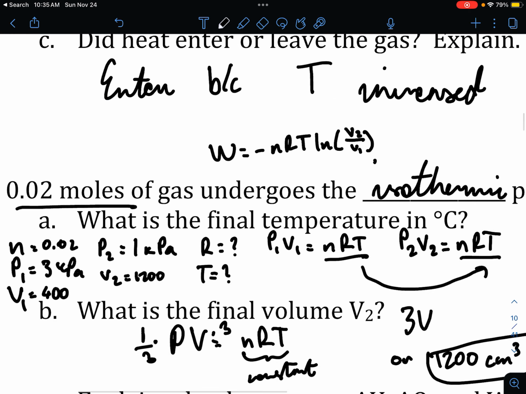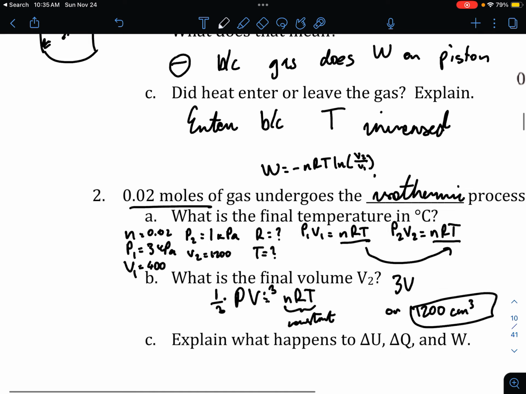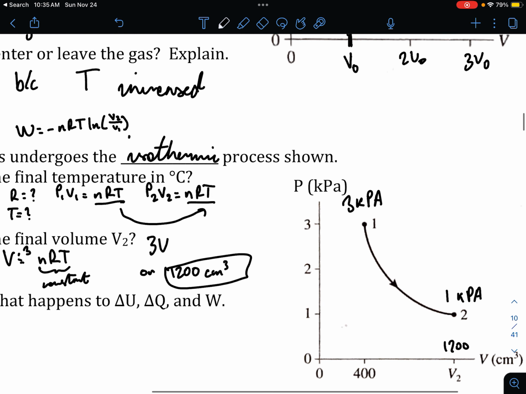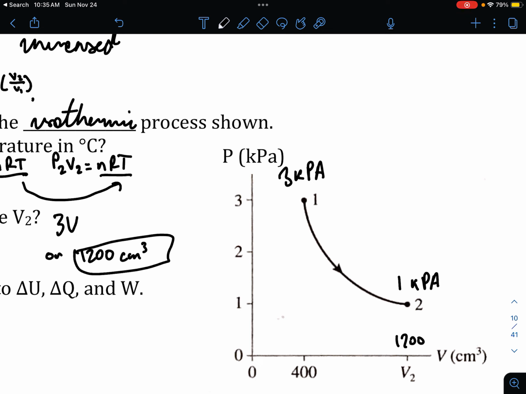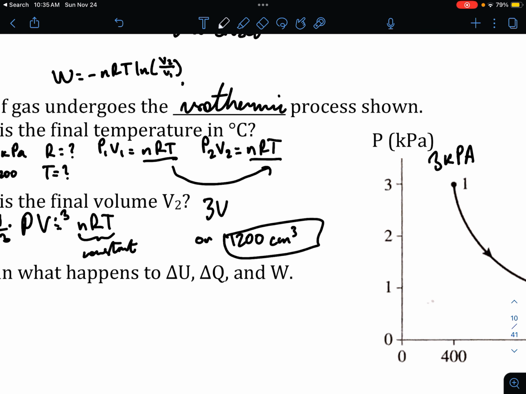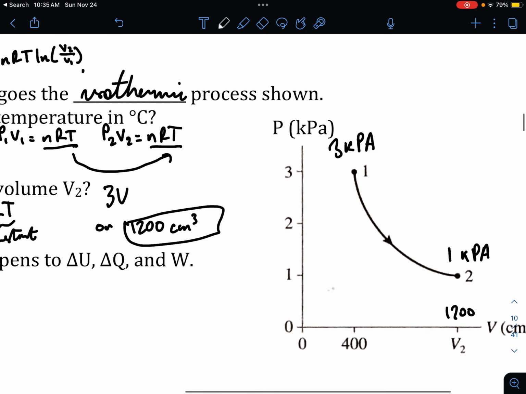So I honestly don't know A. What is the final temperature in C? Well, I don't even know what it means by final, right? Because the temperature is going to be constant. And if you think about it, for this kind of process, it doesn't matter what your temperature is, because no matter what, if your pressure changes by a factor of 1/3, your volume will increase by 3 times.